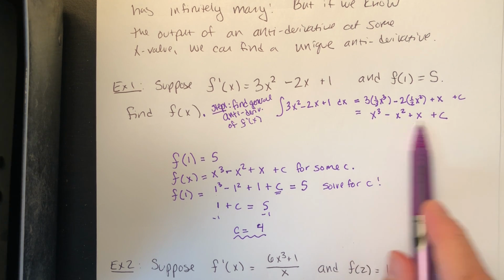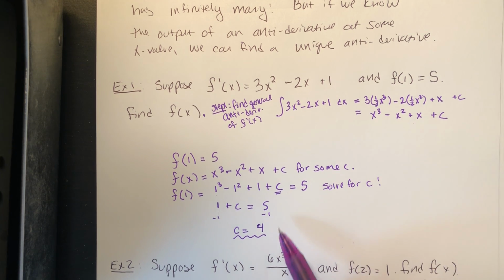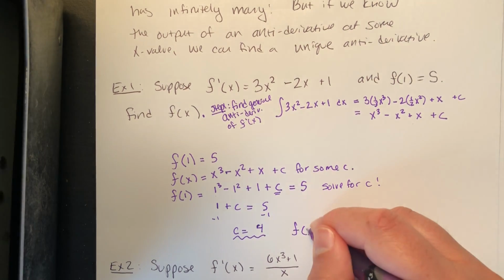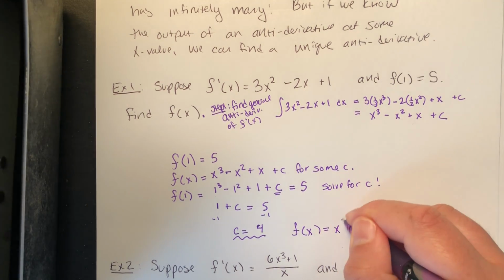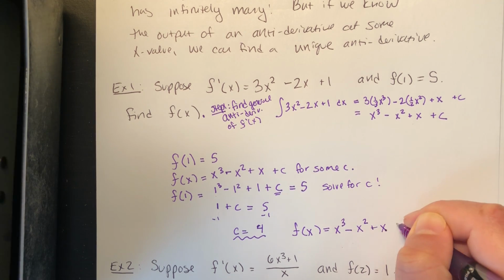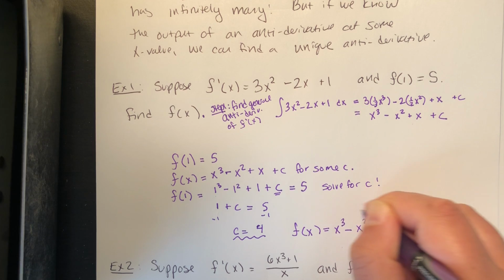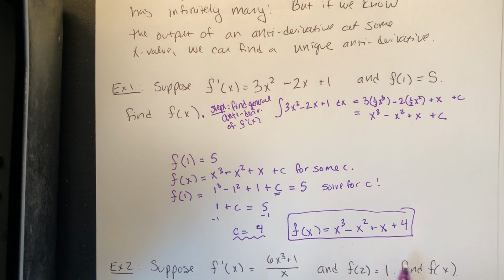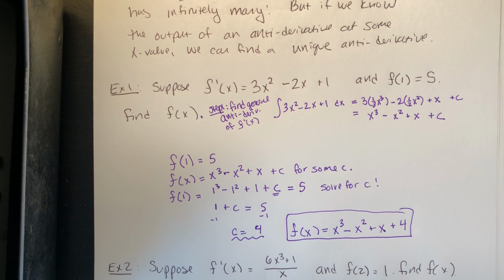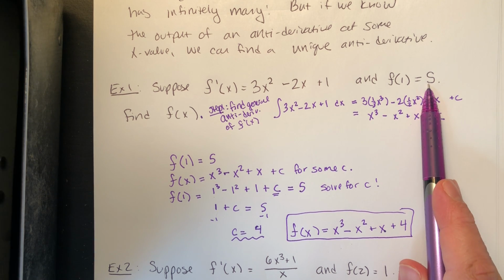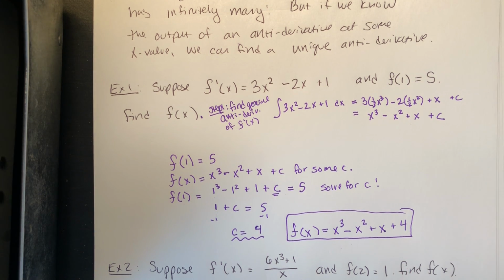So the general antiderivative was of this form, but now I've actually solved for that specific c. So in this case, f of x is going to be equal to x cubed minus x squared plus x, and then plus 4. Because we solved for c and found that c was equal to 4. Okay? So once you know the antiderivative evaluated at a particular point, you can find that unique antiderivative.